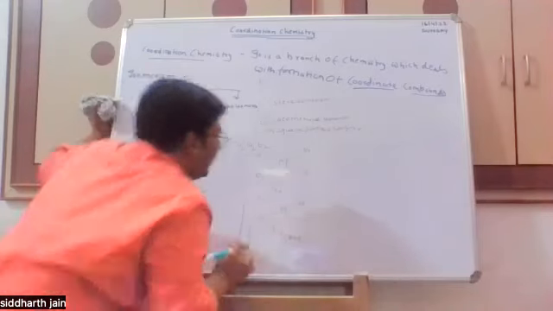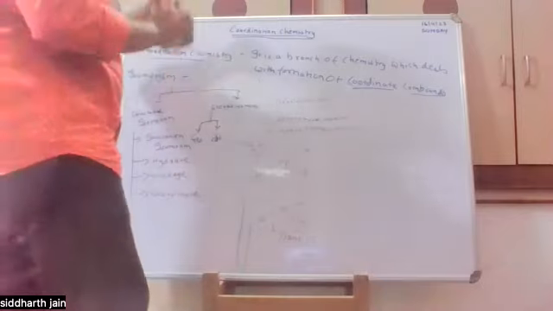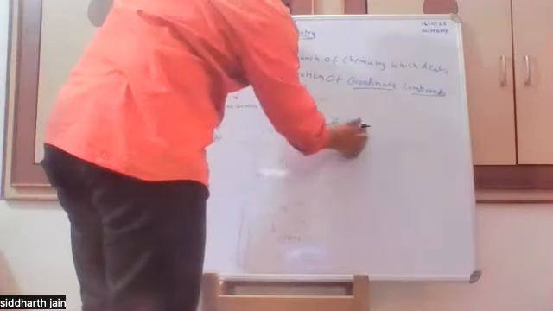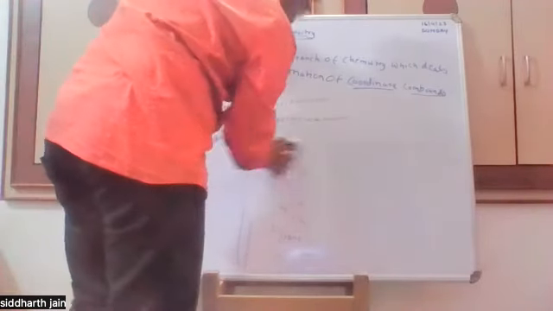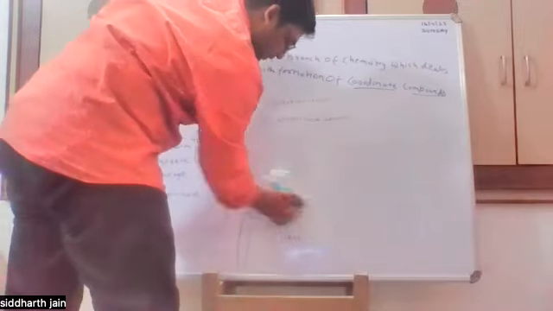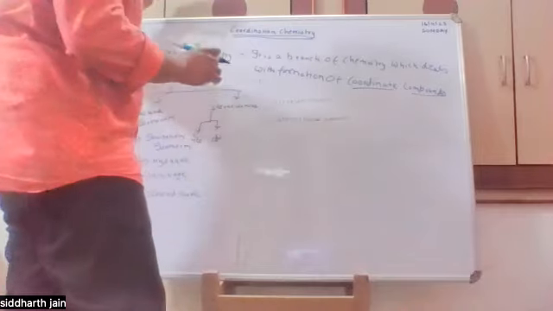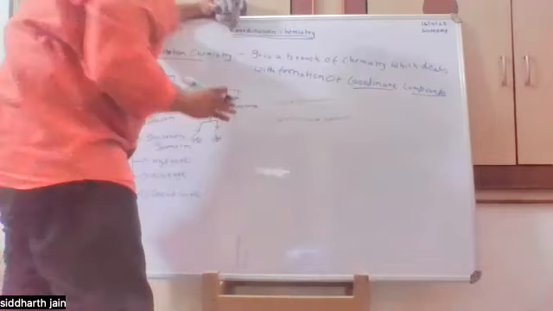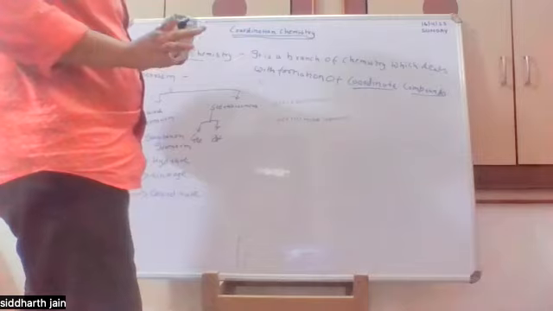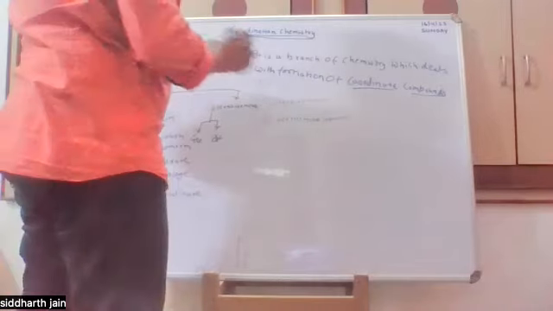And one important thing: in the other geometry, which is tetrahedral, there are no geometrical isomers because it does not have a cis-trans geometry, so there can't be any isomerism in tetrahedral complexes. So we don't study it.